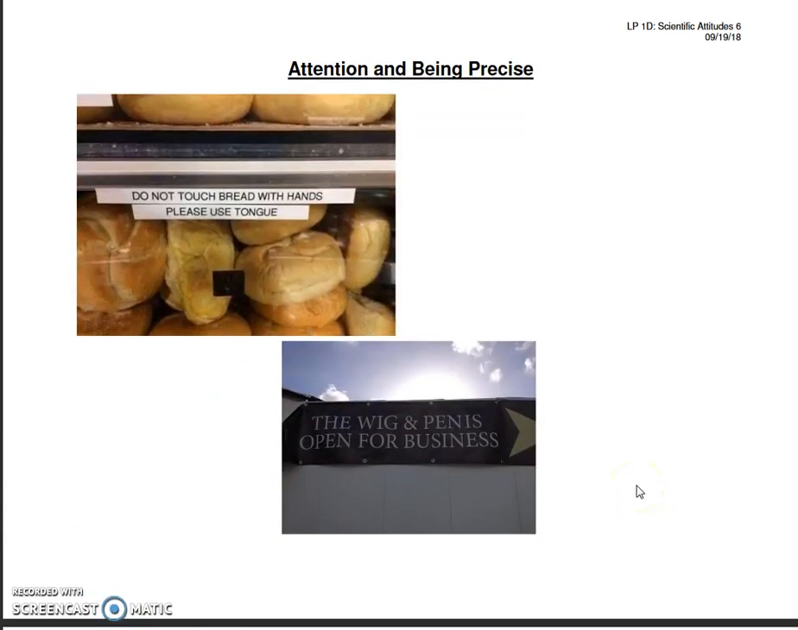These two signs, I'm pretty sure they don't really say what they mean. So the top one: "Please don't touch bread with hands. Please use tongue." I'm going to assume that it's supposed to say "please use tongs." The bottom picture: "The wig and penis open for business." I'm pretty sure that's supposed to say "the wig and pen is open for business." Again, paying attention to detail is important. And when you don't pay attention to detail, it can have different meanings.